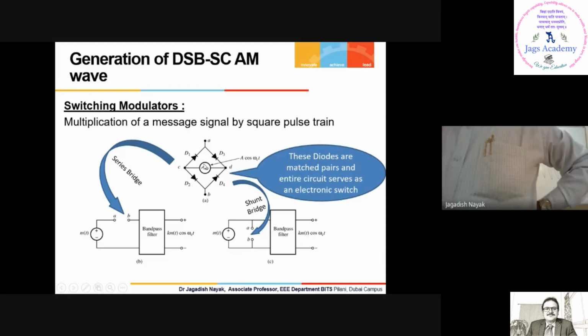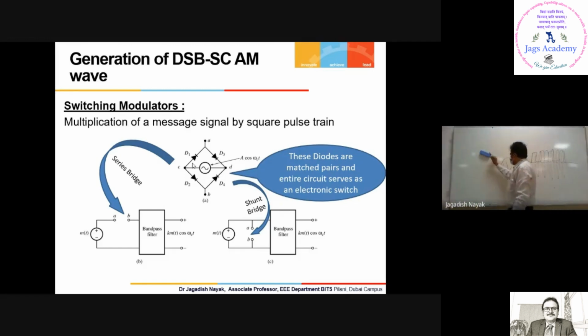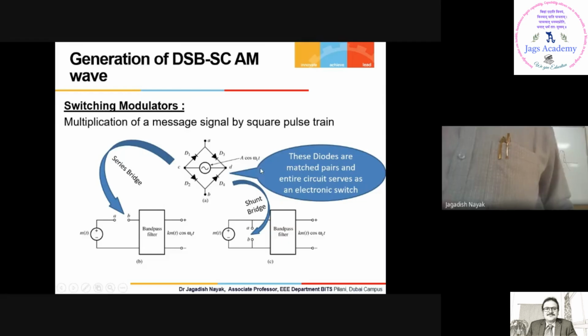So what you're going to get here is a square wave. How to get a square wave? See, this diode saturates at some point, right? Now, your input is this one. From the diode, your output will be a square wave. Your input is AC, cos omega ct. Now, at points A and B, you will get a square wave.